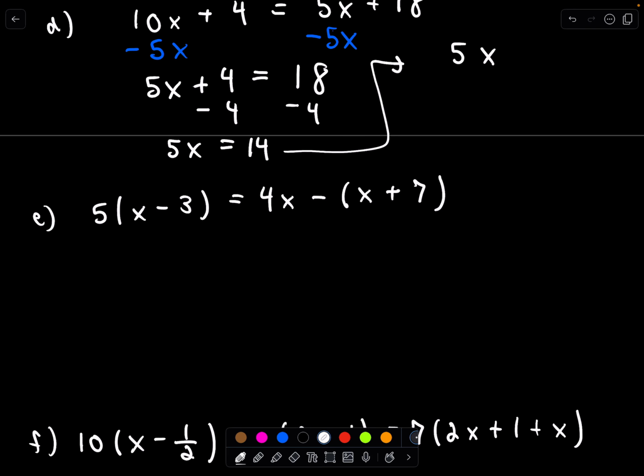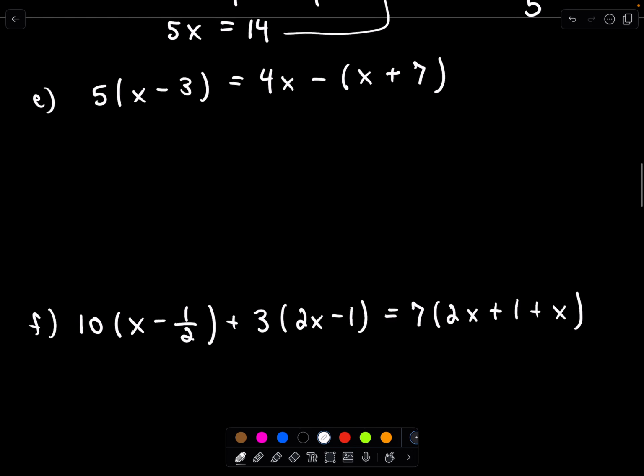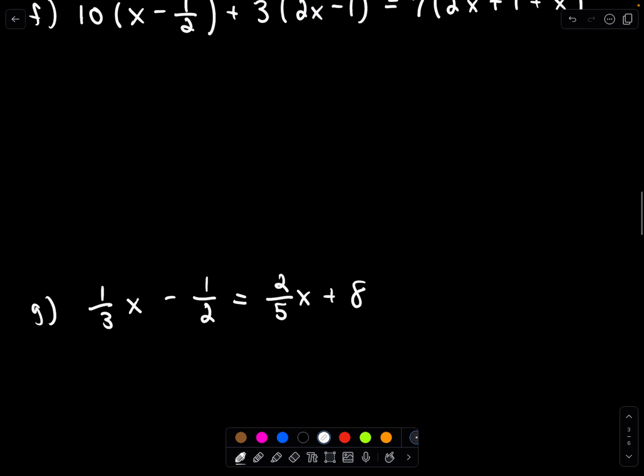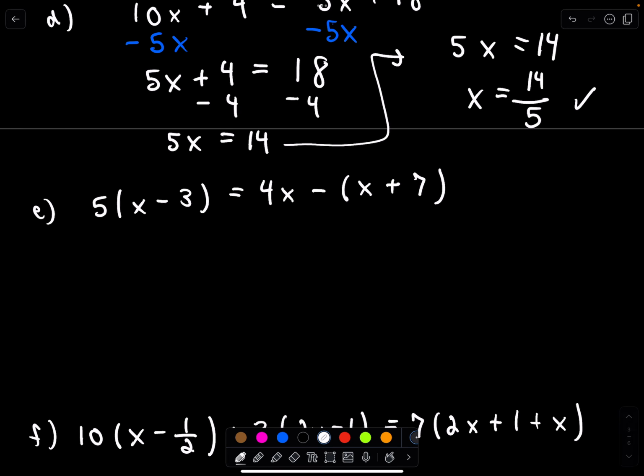And just like our other examples, the last thing we would have to do now is simply divide both sides by 5. So if we divide both sides by 5, we would simply be left with x equals 14 over 5. I'm not going to write out that step of dividing both sides by 5, and typically you won't see people write that step out. We'll just jump from here to here. Okay, so that would be our solution. Let's keep going. Part E and part F, and okay, part G, 3 more. And then we'll start talking about our identities and no solutions.